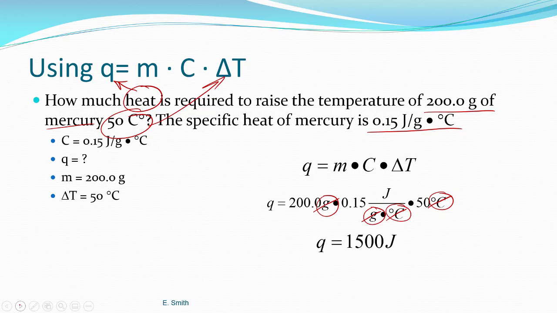So what you're going to be doing is working on the calorimetry or heat and energy worksheet here in class and answering the questions based upon the notes. Good luck.